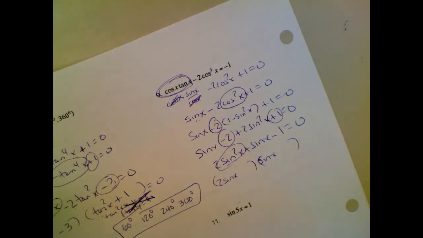So cosine's adjacent over hypotenuse. So what's the adjacent side? And what's hypotenuse? So you put 7 over 25. You don't even need a calculator for these.